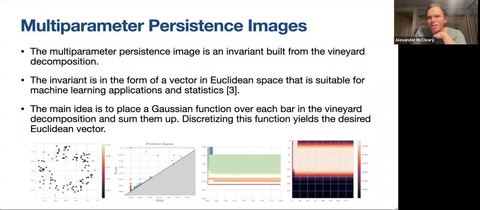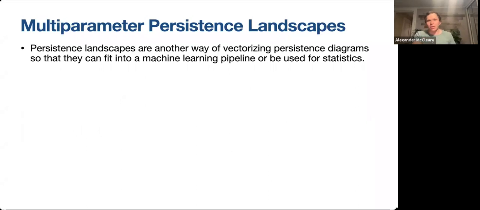Yeah, so we're not going to go too into this right now, but this is a tool that is used in practice sometimes. The next thing we're going to look at now is multi-parameter persistence landscapes. And so the goal here is pretty much the same as multi-parameter persistence images. We want to vectorize these things. So we want to take our fibered barcodes and vectorize them so that we can fit them into a machine learning pipeline or look at statistics of them.